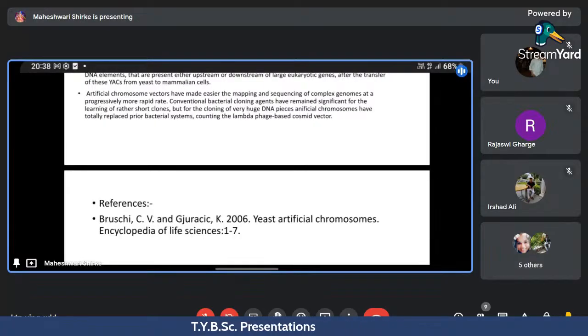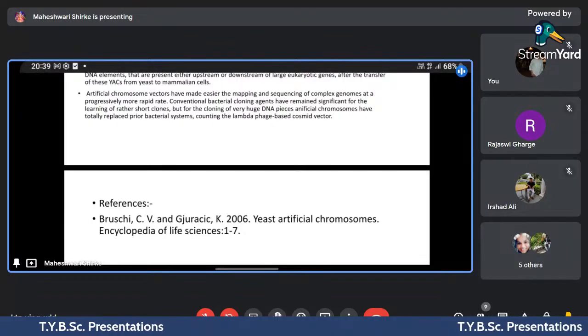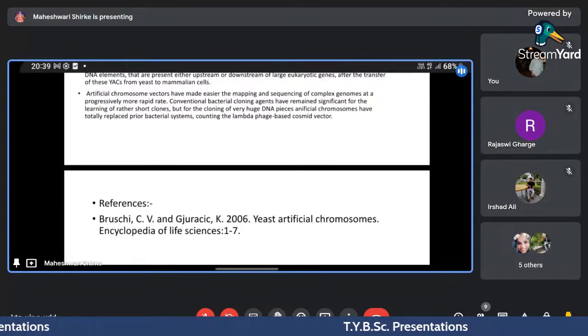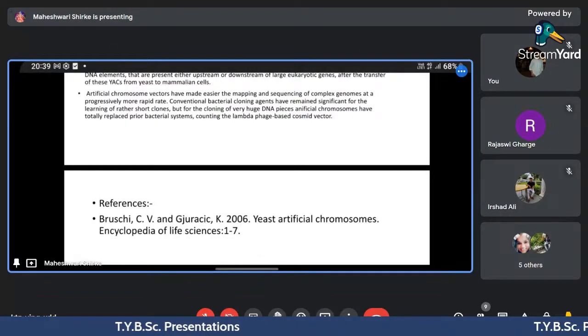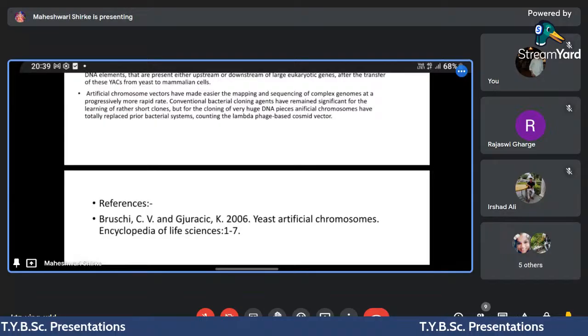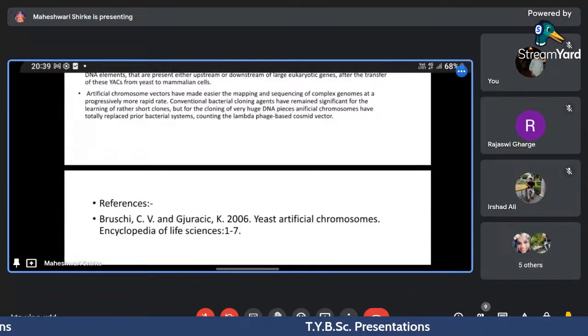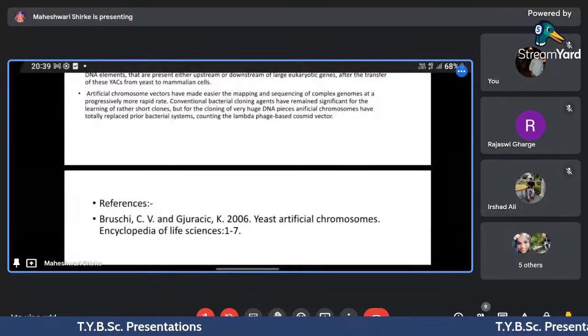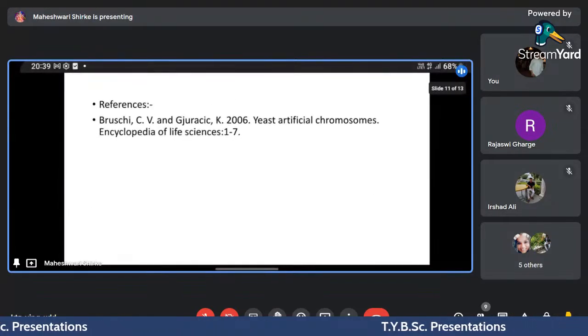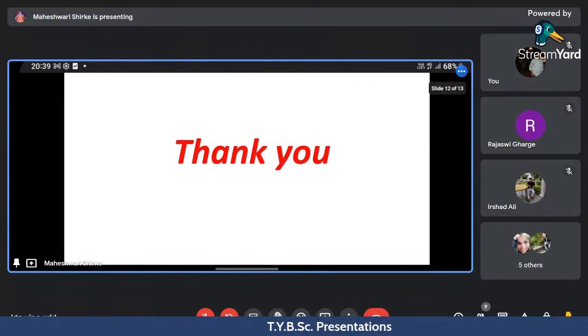Conventional bacterial cloning agents have remained significant for the study of other short clones, but for the cloning of very long DNA species, artificial chromosomes have totally replaced pure bacterial systems, including the lambda phage-based chromosome vectors. References. And thank you.